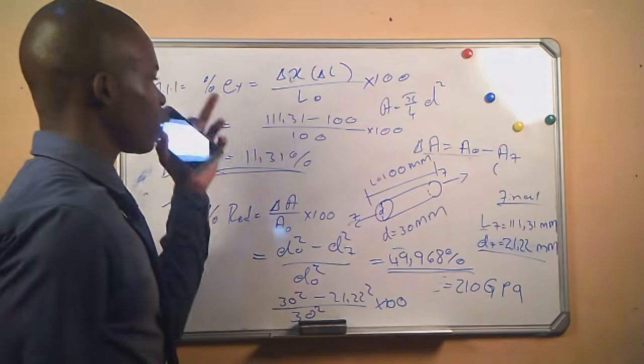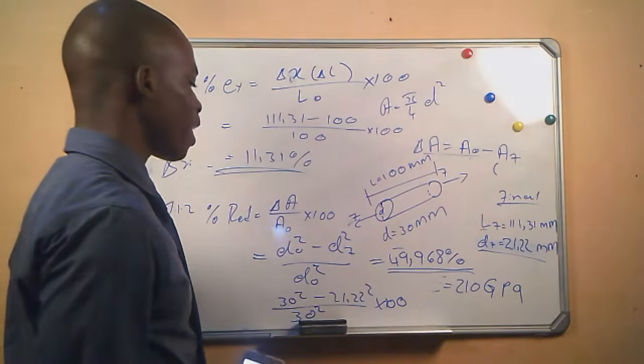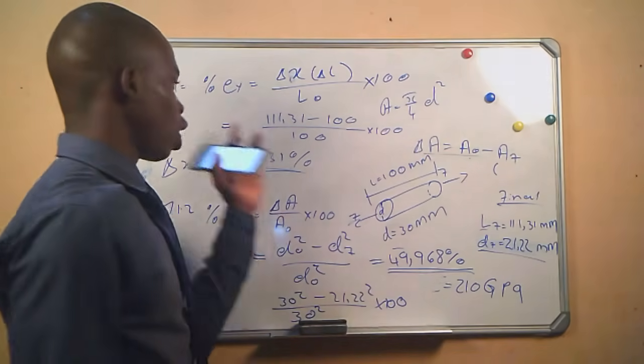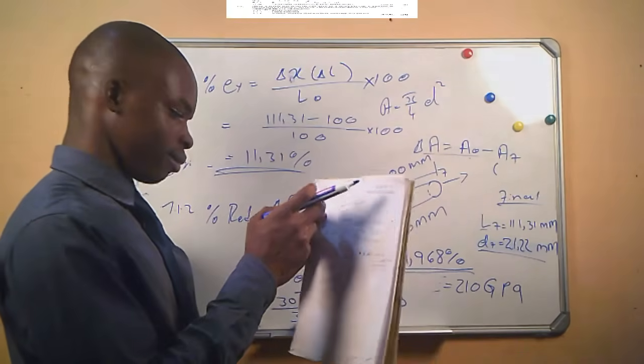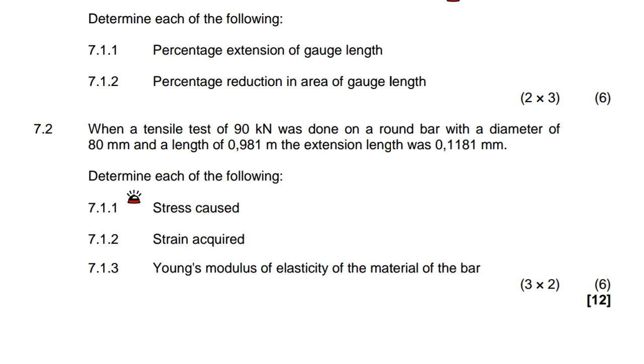They've asked us to calculate the percentage elongation and the percentage reduction in the area, elongation in a length. And then we go to the second part of the question. They say when a tensile test of 90 kilonewton was done on a round bar with a diameter of 80 millimeters and a length of 0.981 meters. The extension length was 0.1181 millimeters.